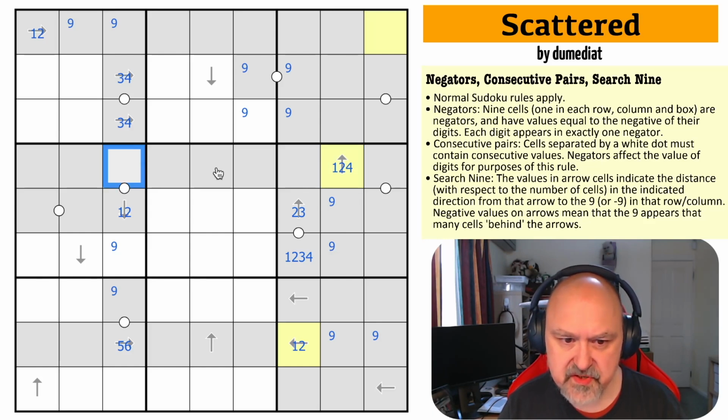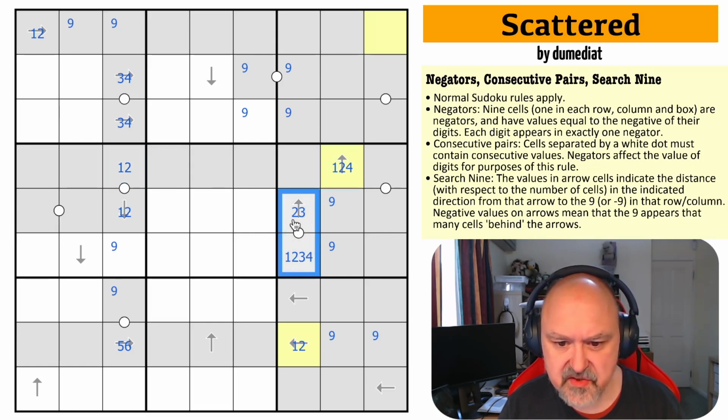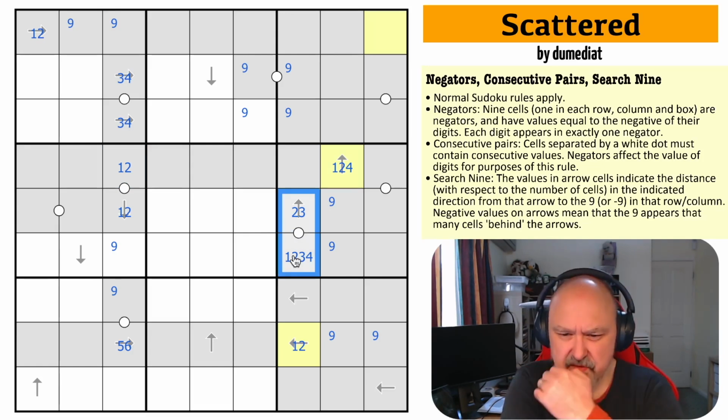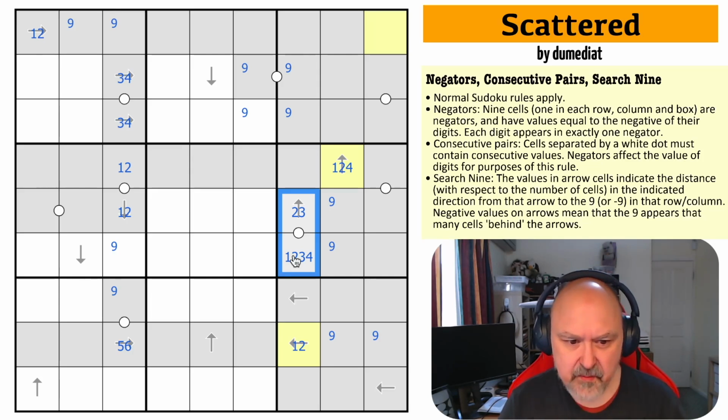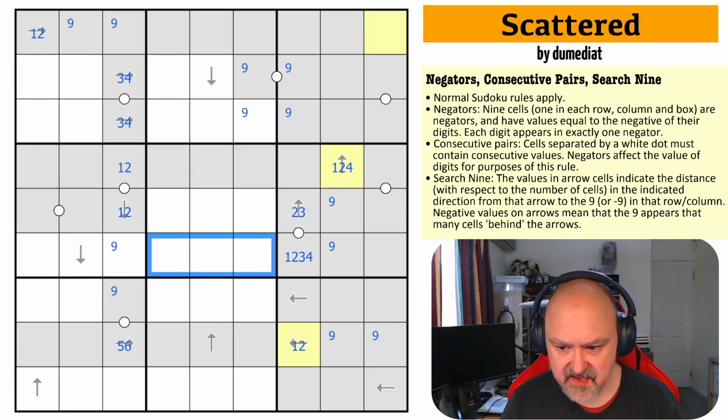Now, this is 1, 2. So, oh, this is a 1, 2 because it's consecutive with 1, 2. So this is a 1, 2, 3, 4. This is 1, 2. This is 4. If this is 2, 3, I'm not sure. Now we know there's a negator down here now. So there's no negator here.